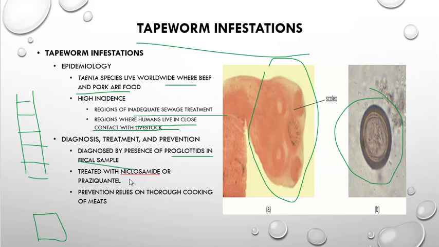Niclosamide or praziquantel. Thoroughly cook your meat. If you like things rare, don't.